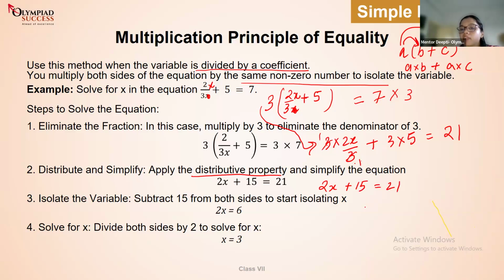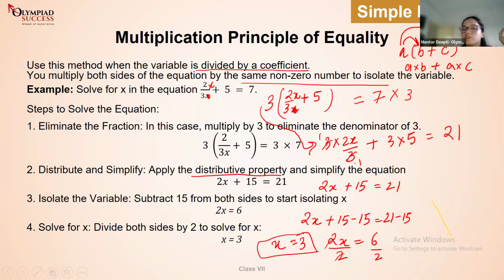Now to solve it, what will we do? I'll apply the subtraction rule because the 15 is in plus. So 2x plus 15 minus 15 equals 21 minus 15. So 15 minus 15 is 0. So 2x is equals to 6, 21 minus 15 is 6. Now 2 is in multiplication, so I'll divide with 2. So x is equals to 3 because this 2 and this 2 cancelled and 6 by 2 will be 3. So x is equals to 3.